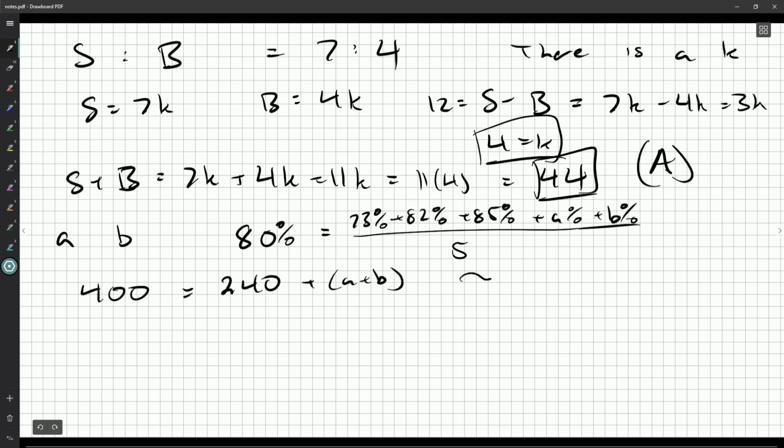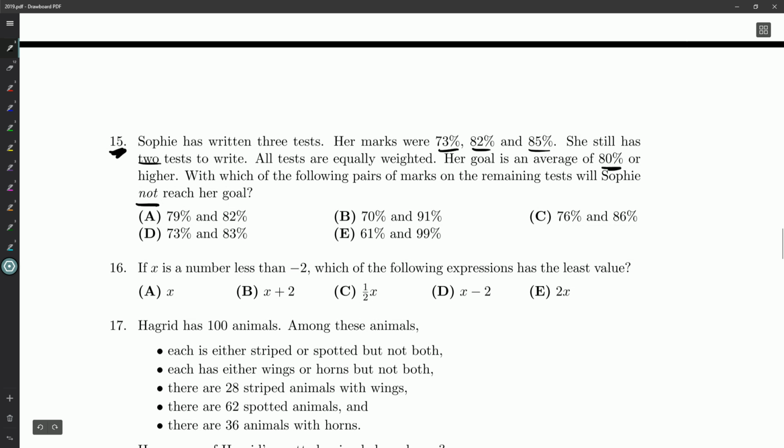Okay, so I'll subtract 240 from both sides. A and B needs to be 180. Well, at least 180. We'll write it the same direction. Sorry, not 180, 160. Okay, which means that these numbers here already had an average of 80. Kind of nice. So we don't know what she's going to get on the other 2 tests. That's why we've got pairs of possibilities. But we need them to be 160 or more.